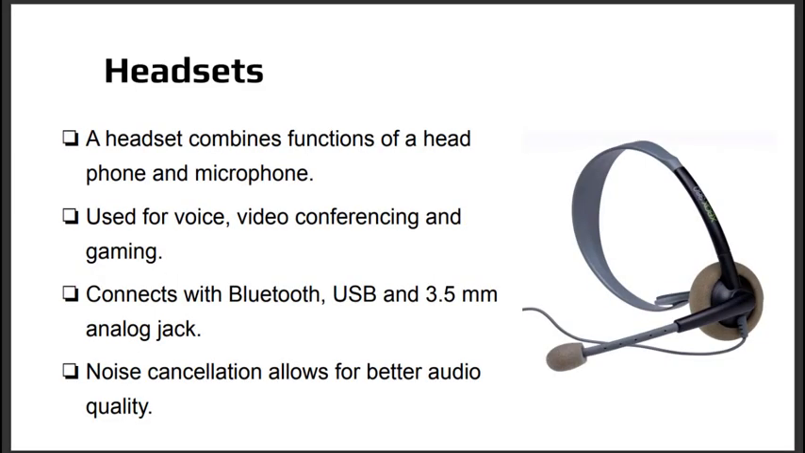Our next accessory is a headset. A headset is a component that combines the functions of a microphone with a headphone. Your headsets are used for video conferencing, gaming, and voice telephone calls, and can connect in various different methods using USB connections, Type A or Type B, a 3.5mm analog TRRS jack (tip, ring, sleeve), or wirelessly with Bluetooth.